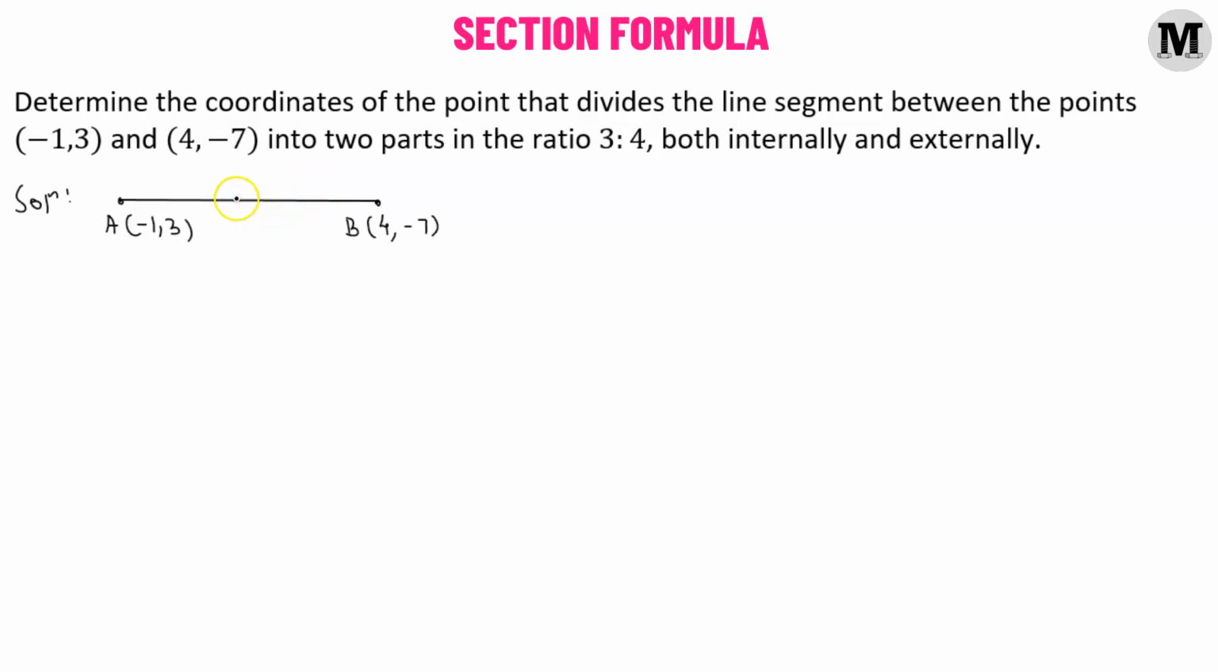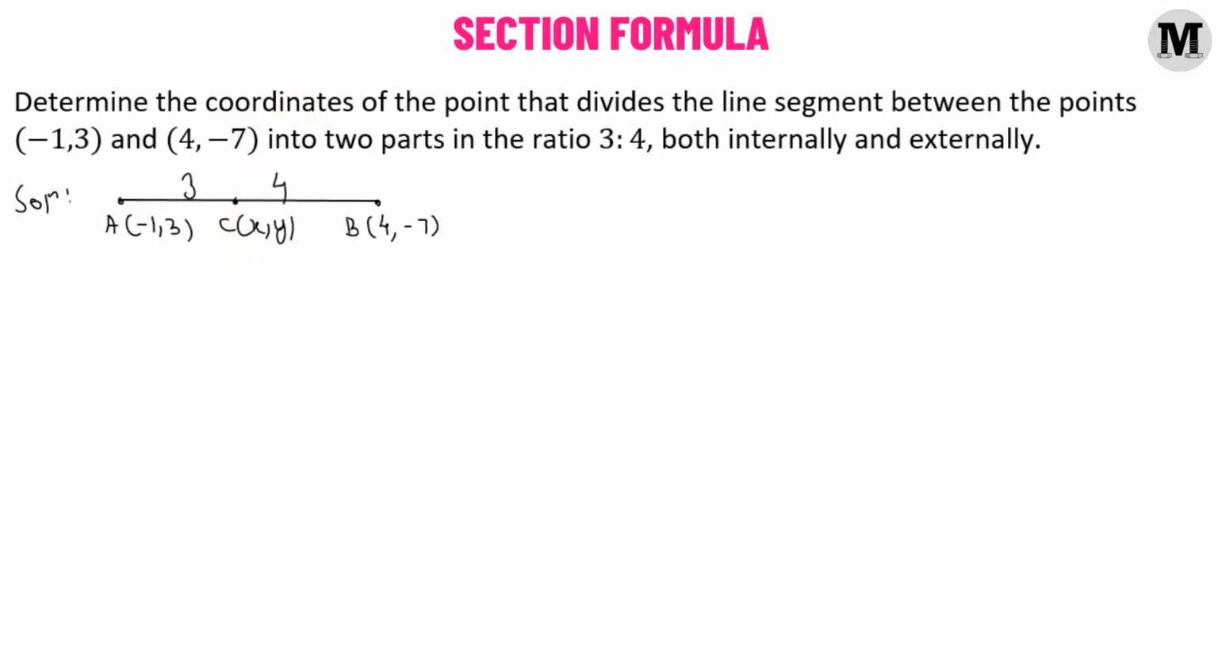We're going to consider a point C on the line joining AB, and we're going to name it (x, y). These are the coordinates of point C, and we're choosing C such that it divides the line segment AB in the ratio 3:4. And this is an internal division because it lies between A and B. Now our goal will be to find the coordinates of point C.